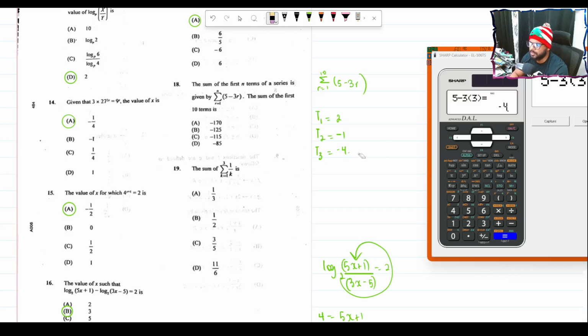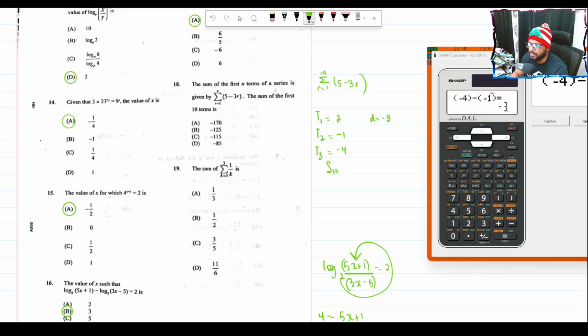Let's check what my common difference is. If the common difference exists for these two terms, and then for these two terms, well, I'm good to go. So T2 take away T1 is minus 3. T3 take away T2 is minus 3. So this is definitely an AP where d is minus 3.